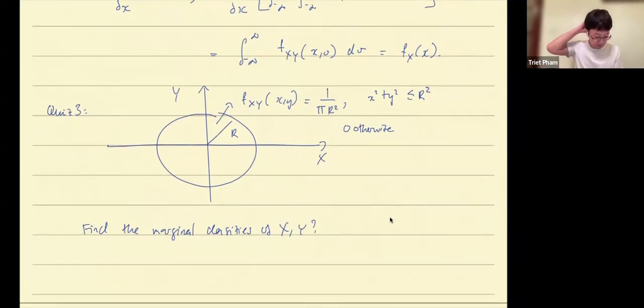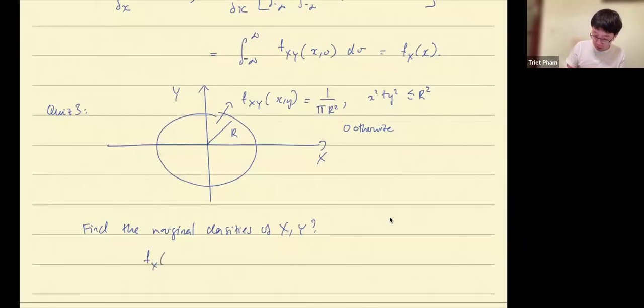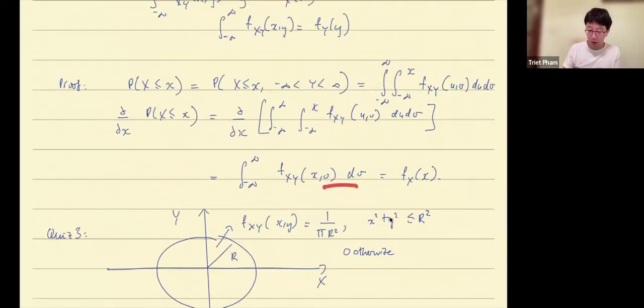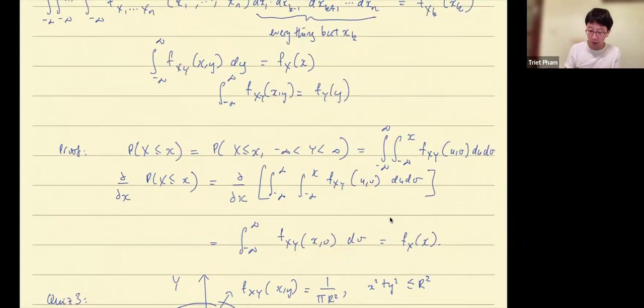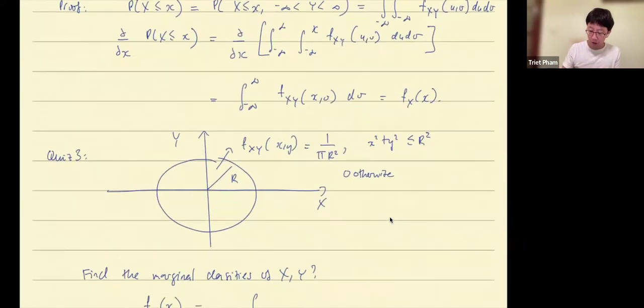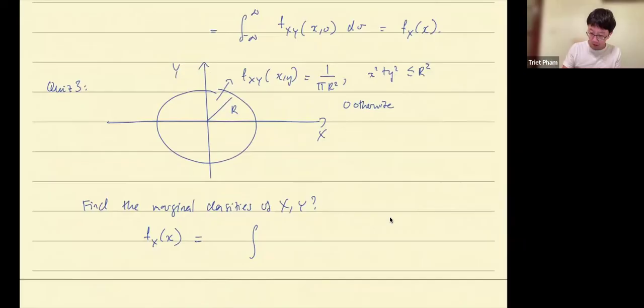So what's the answer? Let's say you want to find the marginal density of X. The theory basically says that you just integrate out the Y. So it will be 1/(pi r squared) dy.